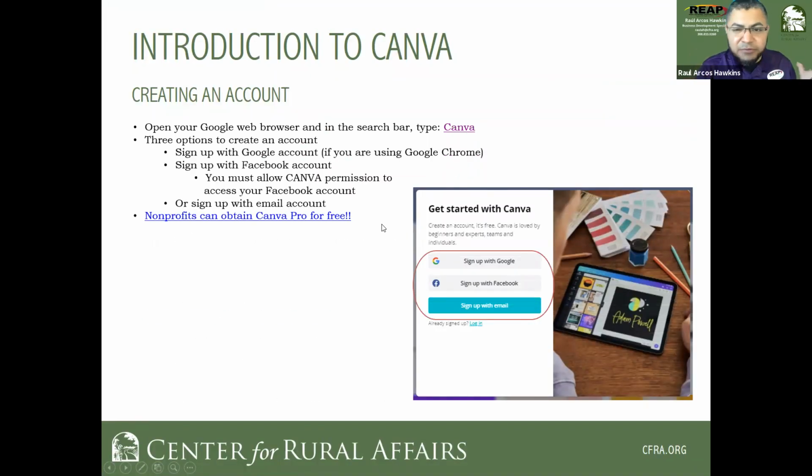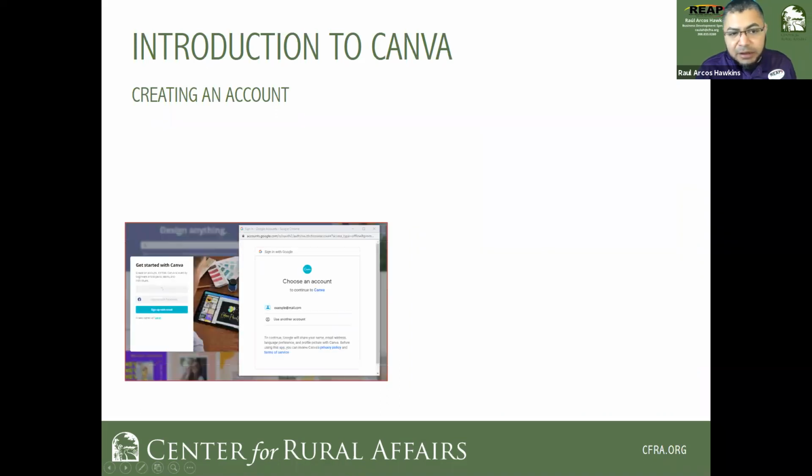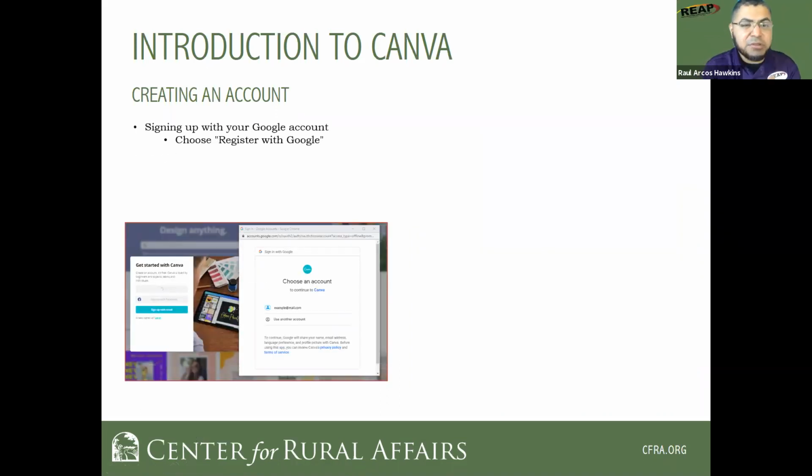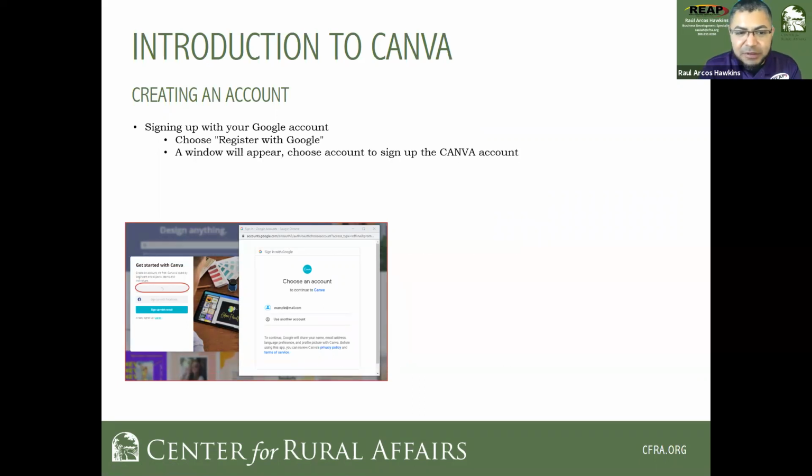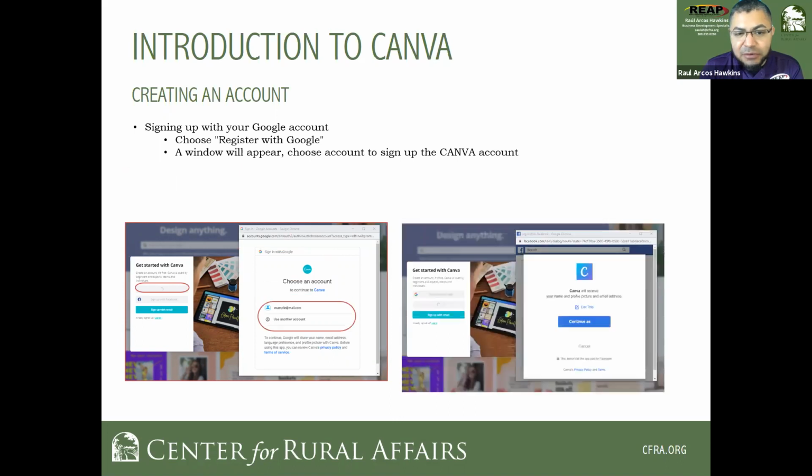And like I said, I'm going to be switching back and forth between the page itself and the presentation, so hopefully nobody gets dizzy. Again, we're going to continue with how you create an account. You can sign up using your Google account. If you're on Chrome, it's a lot easier sometimes. It gives you that option. A window is going to appear, and it's going to ask you to choose what account you're going to sign in with. If you're signed in with different accounts, whether personal or business, choose which account will fit better for your needs, and then sign through with your Google account.